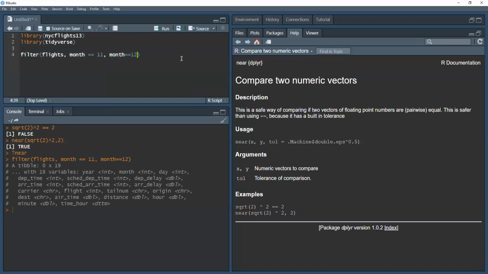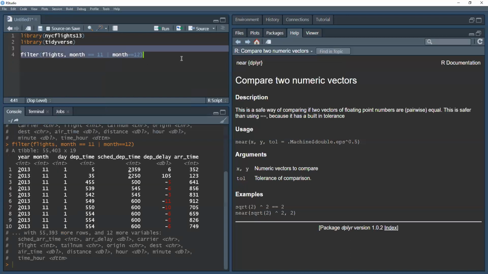If I want to have my data filtered only to months from November and December, I need to use the logical OR, which is a vertical slash. So running that, I get my desired filtered data set. Now, if we want to use other Boolean operators, R has the not operator, and if we're going to be using and outside of the filter setting, we can use the ampersand symbol.